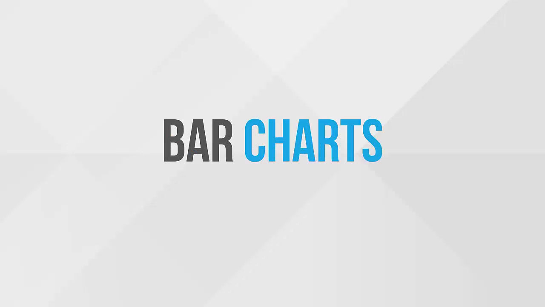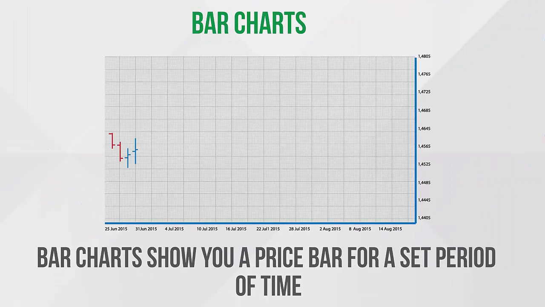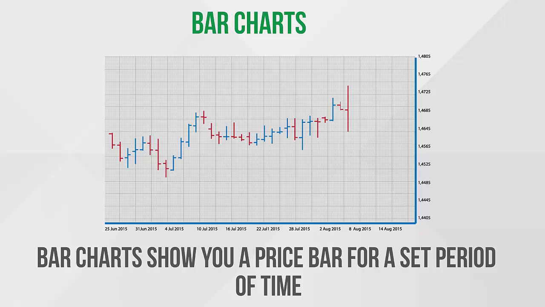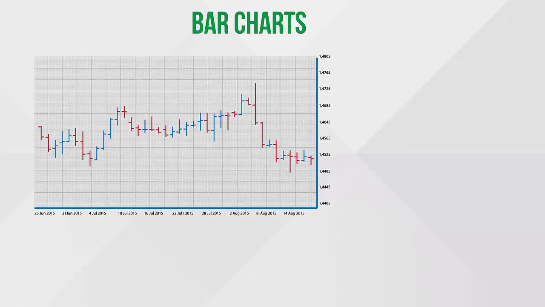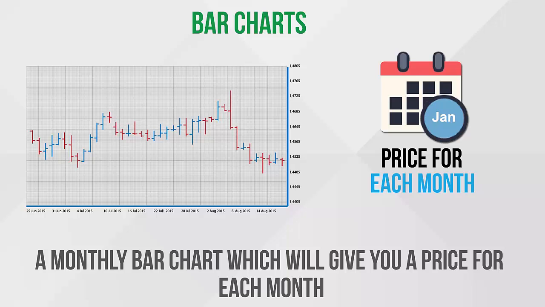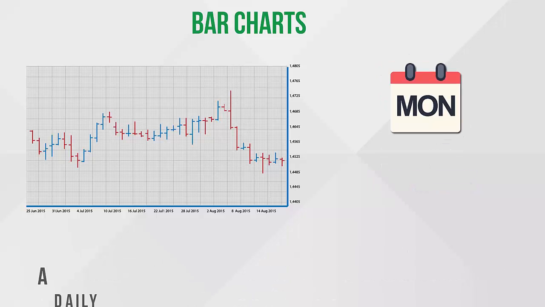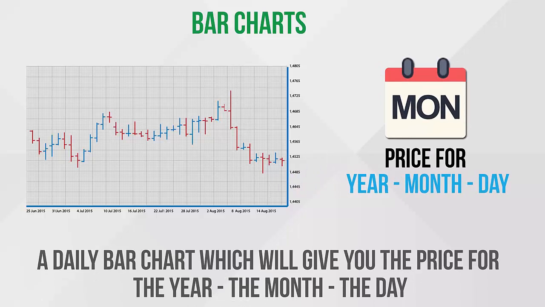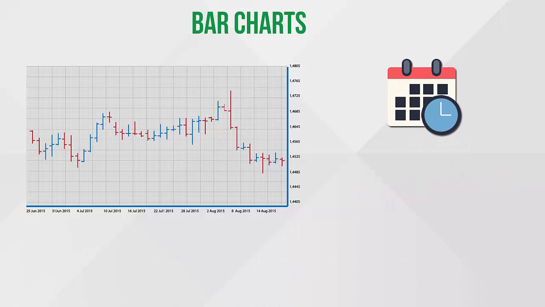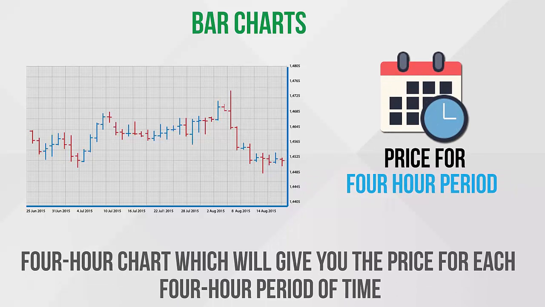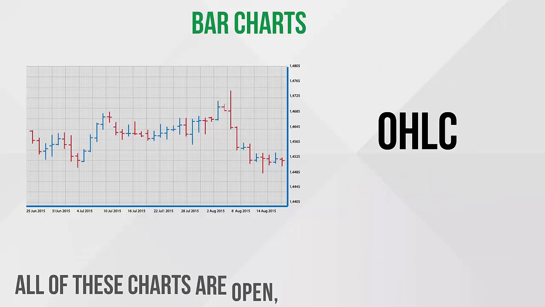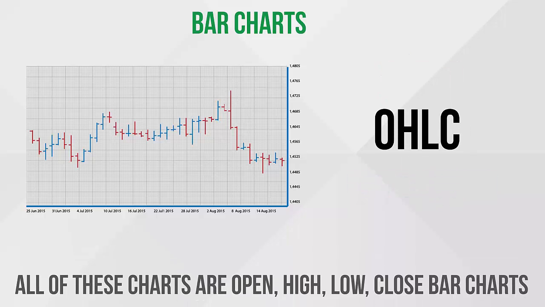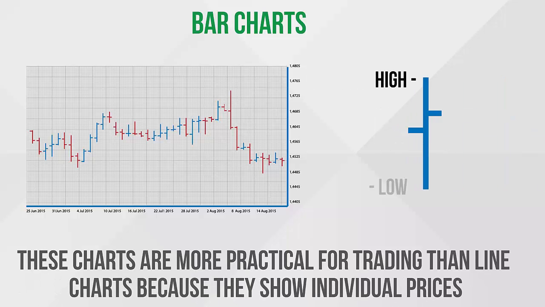Bar charts. Bar charts show you a price bar for a set period of time. You can choose a monthly bar chart, which will give you a price for each month, a daily bar chart, which will give you the price for the year, the month, or the day, or a 4-hour chart, which will give you the price for each 4-hour period of time. All of these charts are open, high, low, close bar charts, OHLC charts. These charts are more practical for trading than line charts because they show individual prices.